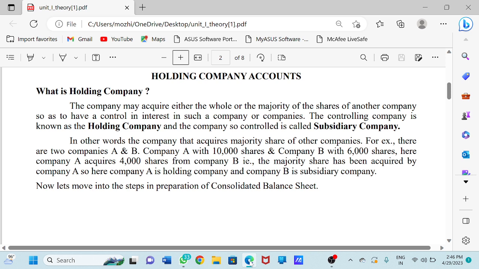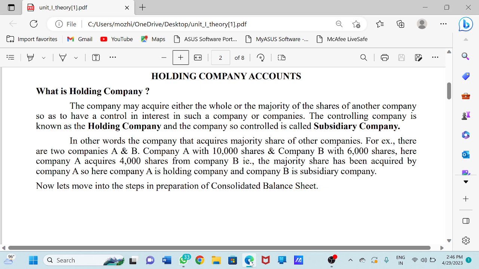For example, we assume that there are two companies, one we name A and the other B. Company A is possessing 10,000 shares and company B is having 6,000 shares. Suppose company A is acquiring 4,000 shares from company B and the majority of the shares have been acquired by company A. So here company A will be the holding company and B will be the subsidiary company.